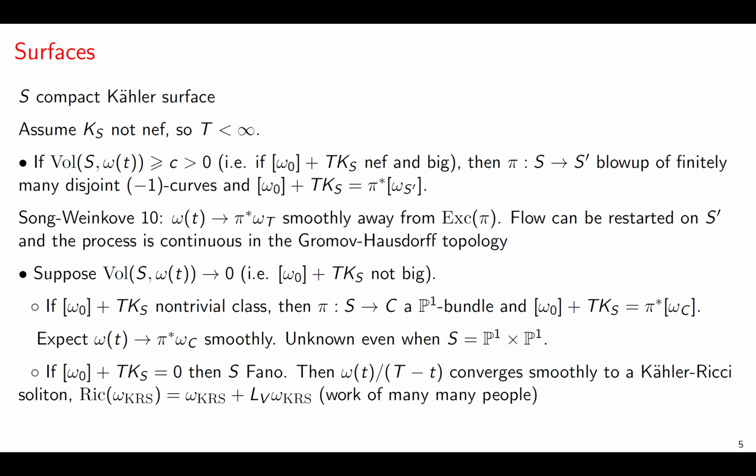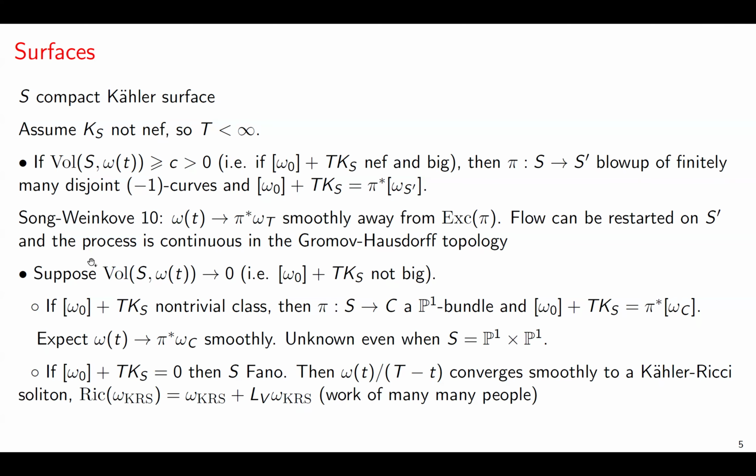And it's almost embarrassing to say that this is unknown in general, even for P1 times P1. So the simplest possible P1 bundle you could think of. In general, we do not know this smooth convergence. So there are partial results known, so you have convergence in some weaker sense, but in general, this is a very hard problem. So again, this mimics what happened earlier in the case of P1. In any case, that's certainly expected.